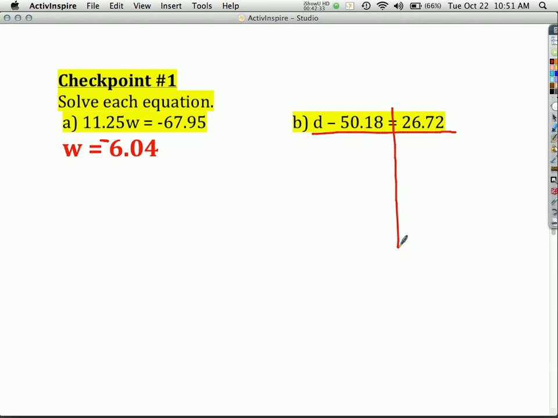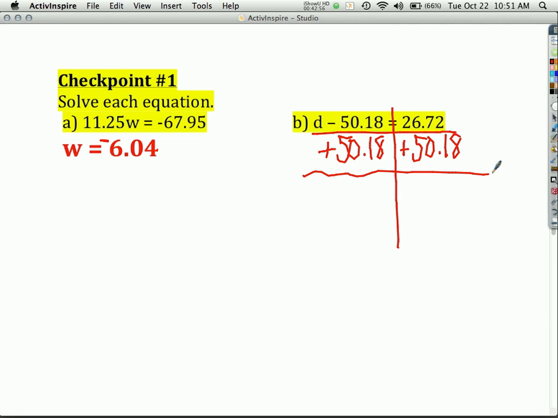Yes. And then what action did you take? Good. You added what? 50.18. Good. So you did everything right. My guess is if you used the calculator, you punched in something wrong.